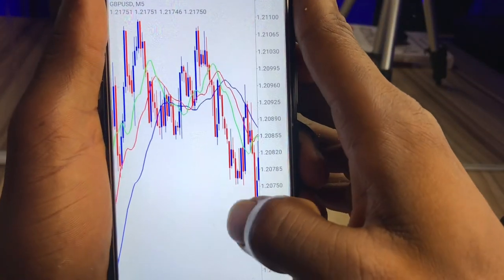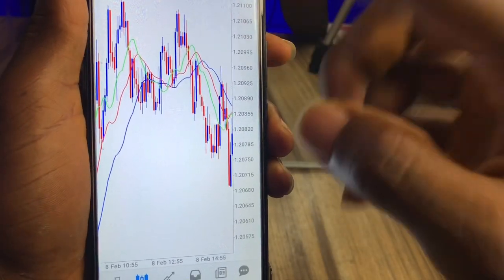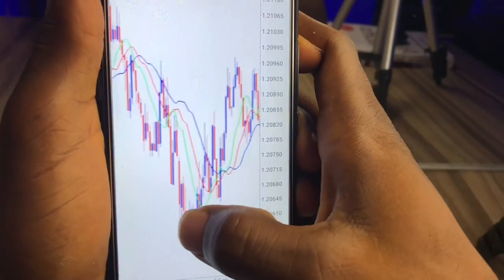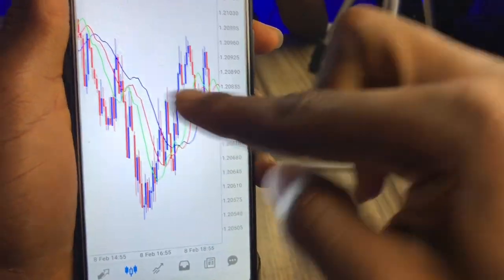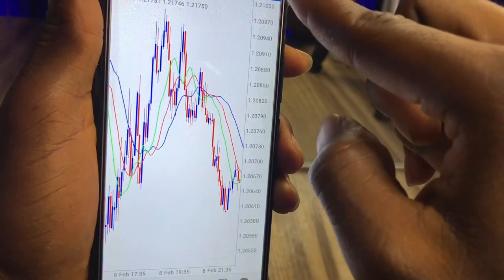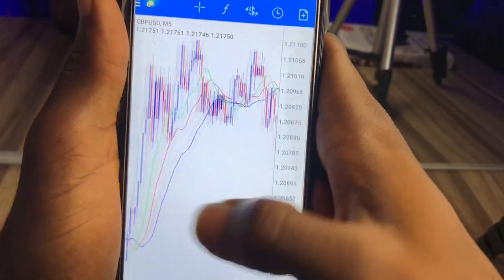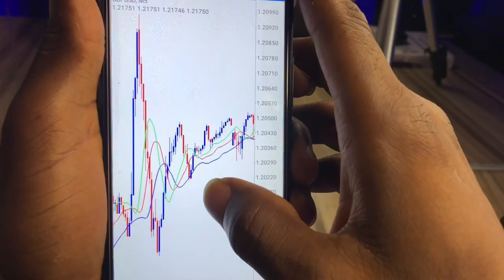One thing about the alligator is that it also acts as a key level in the market. When we talk about static and dynamic support and resistance, this is a dynamic support and resistance because it moves along with the market until there is a change of trend, and then you can go ahead and catch some pips in the market. So this is something you can use.